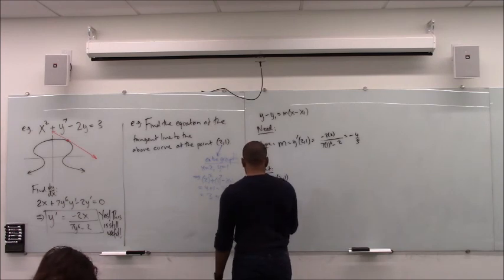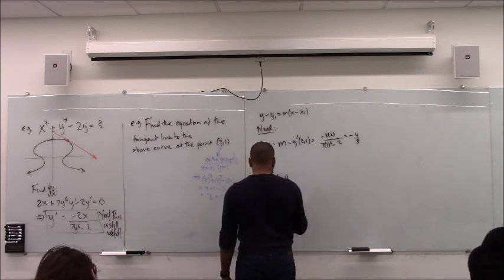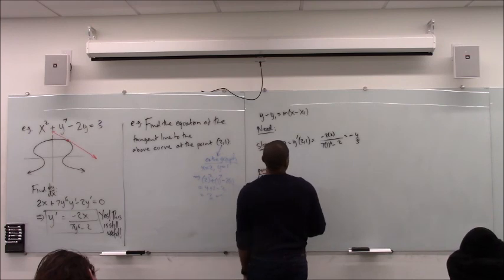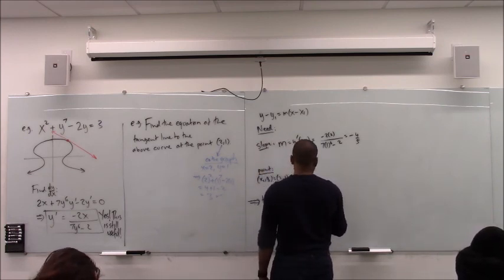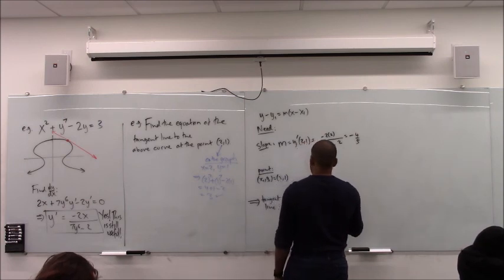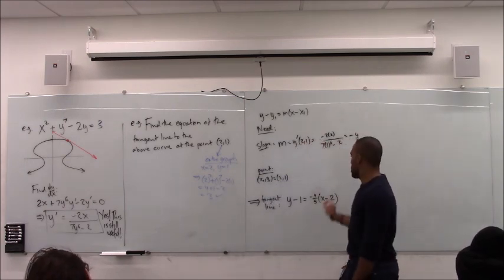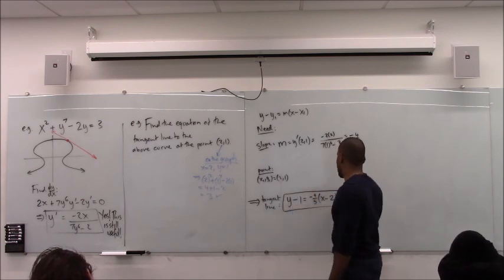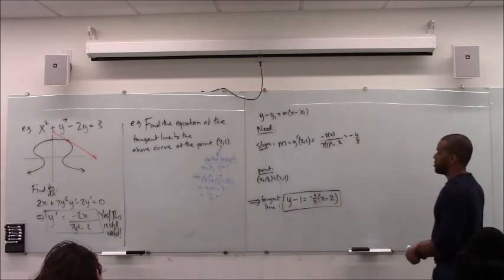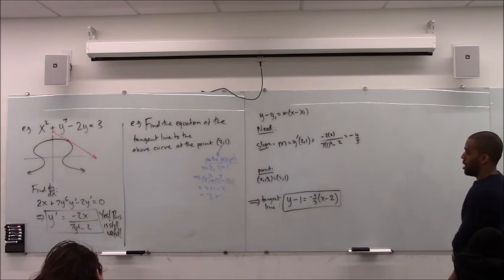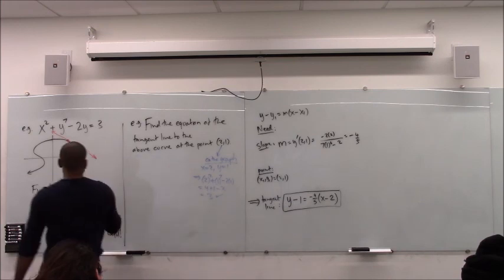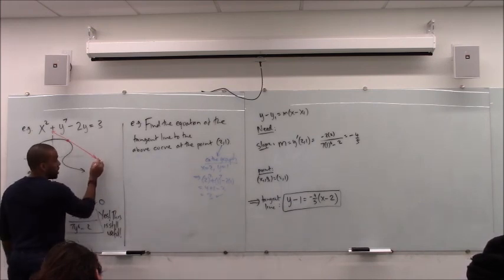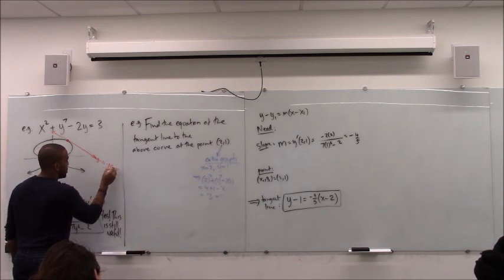So this means that our tangent line is y minus y1 equals m times x minus x1. And that's the equation of this one. So this here is going to be y minus 1 equals minus 4/5 times x minus 2. That's the equation of this line.